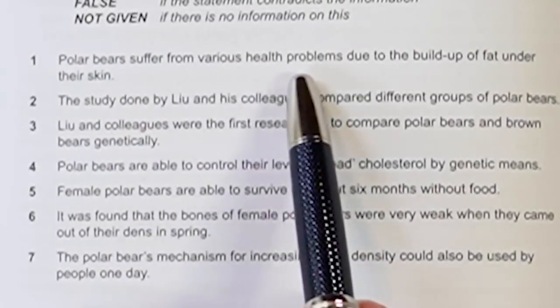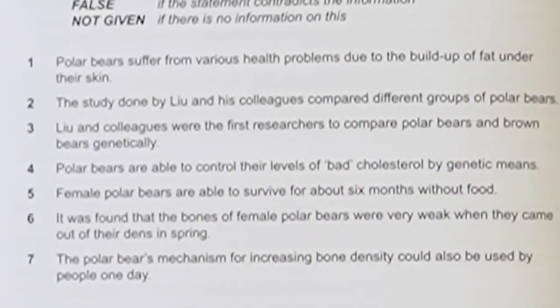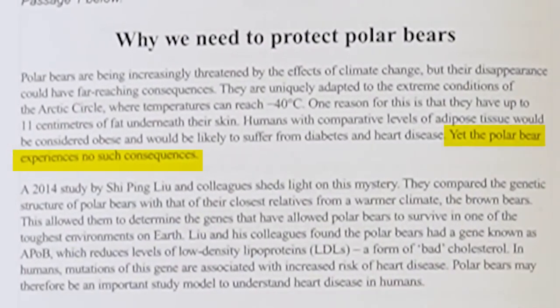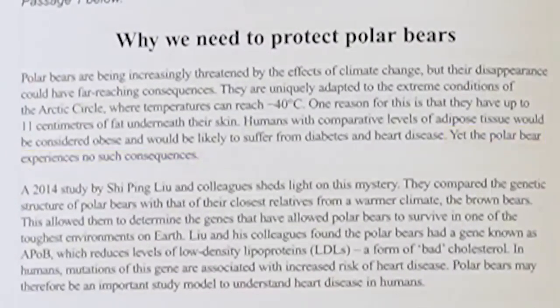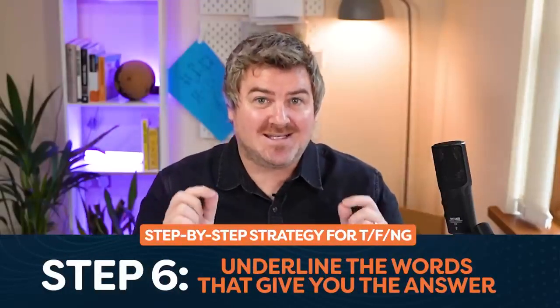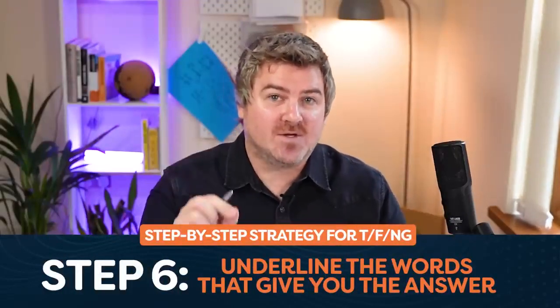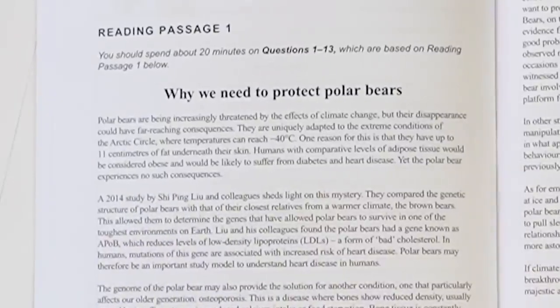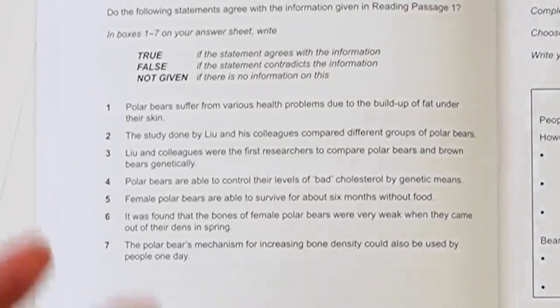So, polar bears suffer from health problems due to the buildup of fat under their skin. What this is saying, polar bears experience no health consequences. They don't get diabetes. They don't have heart disease because they are fat. So what we would do is we would underline and hone in now on the exact words that give us the correct answer. Polar bears experience no such consequences. The consequences are health problems.